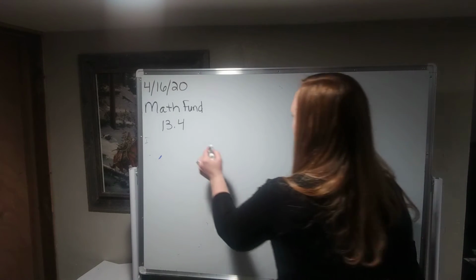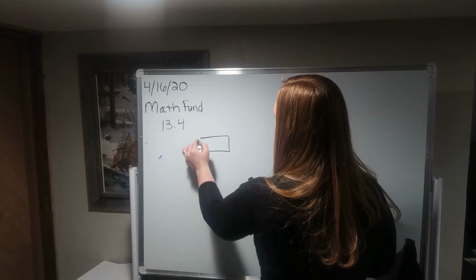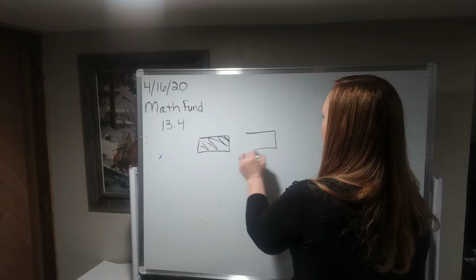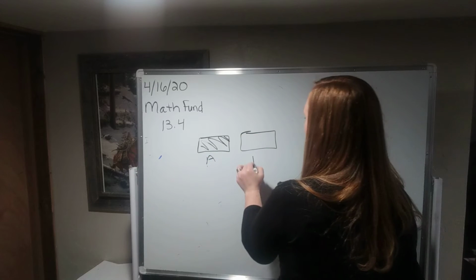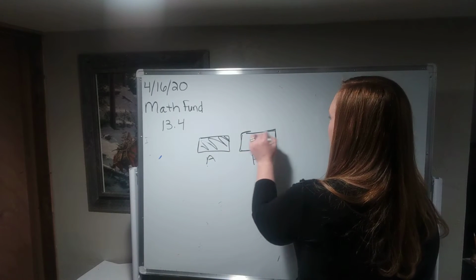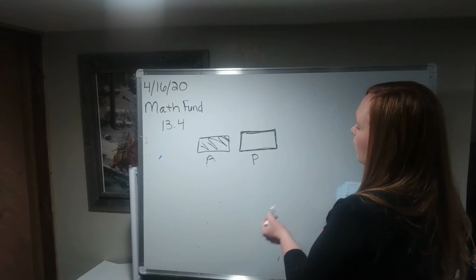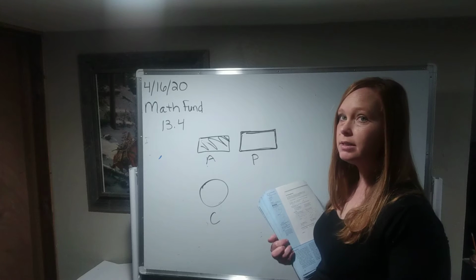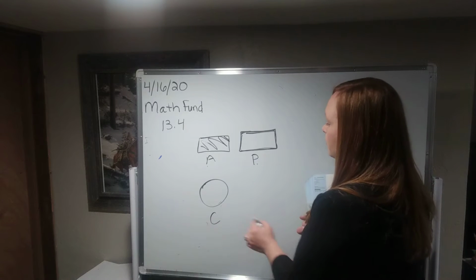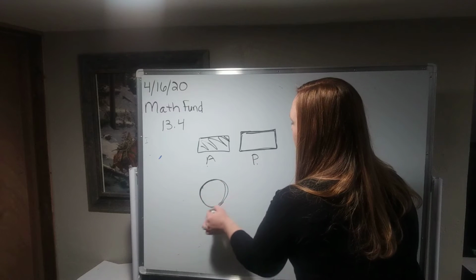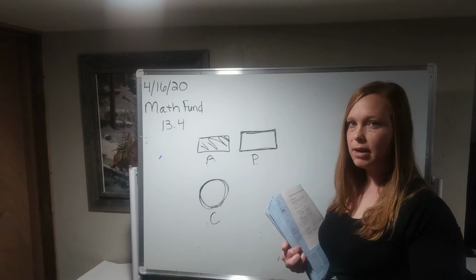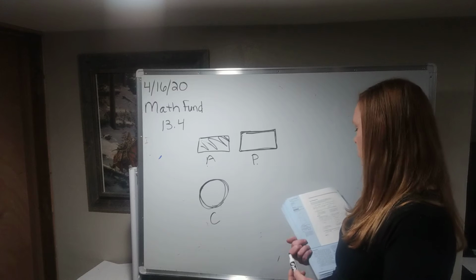Okay, so far we've been talking about area, which is the inside, and we've talked about perimeter, which is the measurement around the outside. And today we're going to be talking about circumference. Circumference is similar to perimeter, but it's of a circle. So it's measuring the distance around the outside of a circle. And as you can see, we don't have straight lines to measure to be able to do that.